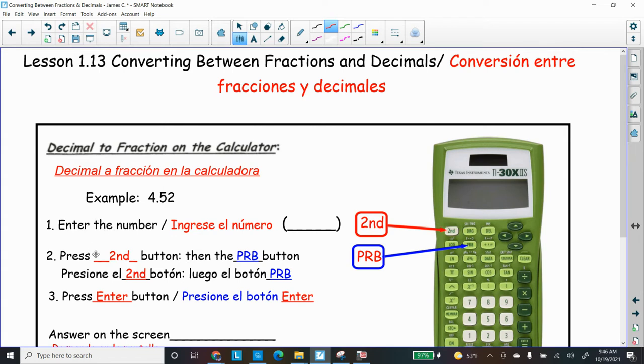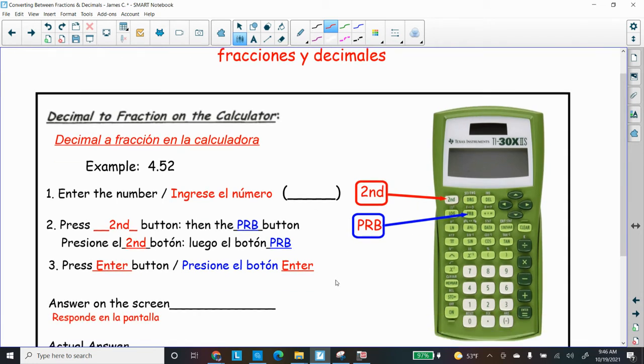Then the second step is to press the button called second. It's located right up here on the top left. And then we're going to press the PRB button. It's located next to the log button. On top of that, by the way, it says F_D. And why did we press the second button? Because we want the F_D to be in play. That's the fraction to decimal button, so that's a key button. So again, type in your number, press second, then PRB, and then press enter, and you'll see the magic work.